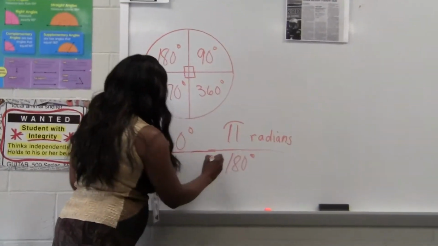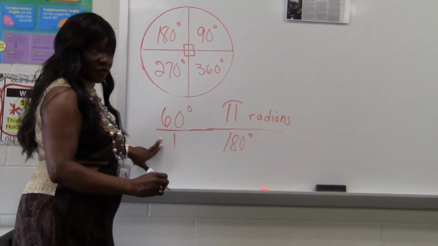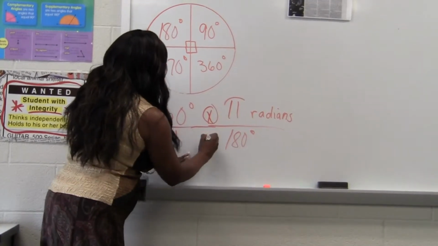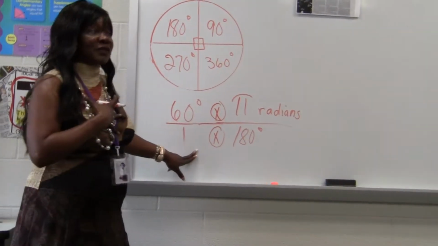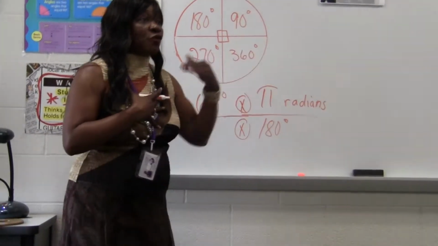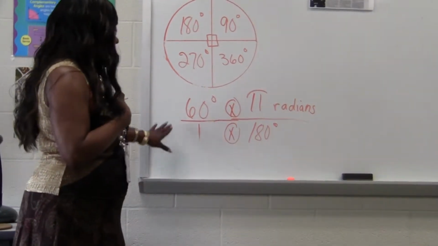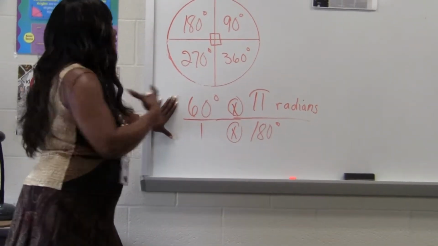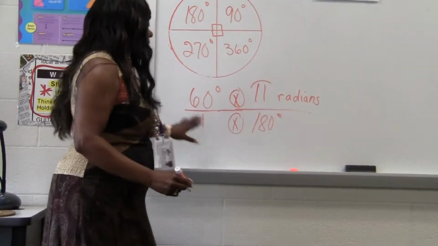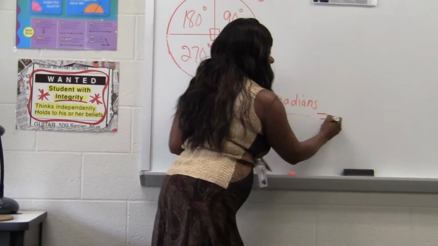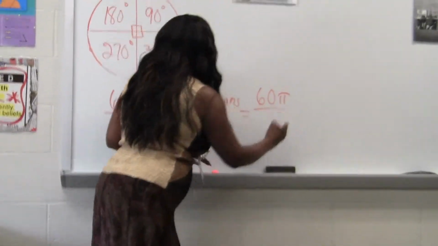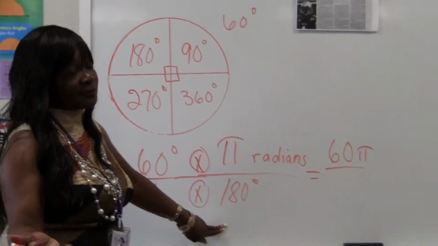I love dealing with fractions, so I decided I want to change this to a fraction by putting 60 over 1. And then I put my multiplication sign, which for my purposes I always enclose in a circle to let me know that I'm multiplying. Now we're changing 60 degrees to radians. What's 60 times pi? 60 pi. And what's 1 times 180? 180.